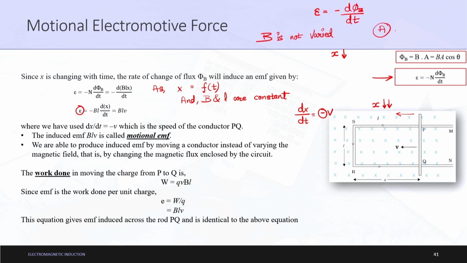This time A was varied, and due to a change in A, there was a change in magnetic flux, and as there was a change in magnetic flux, there was an induced EMF. So, I will reiterate this point again: we are able to produce an induced EMF by moving a conductor instead of varying the magnetic field, that is, by changing the magnetic flux enclosed by the circuit. Please make sure that here the circuit is closed.